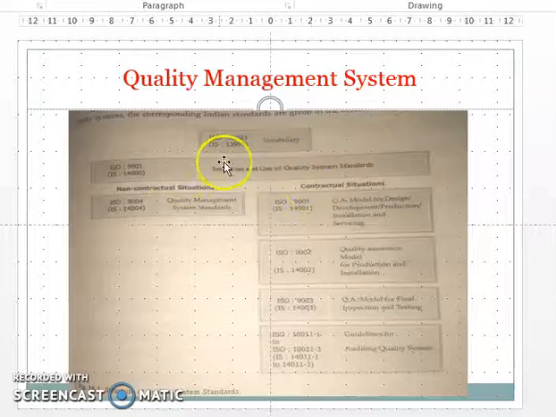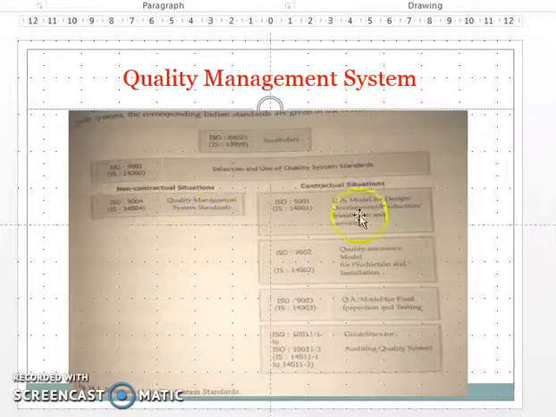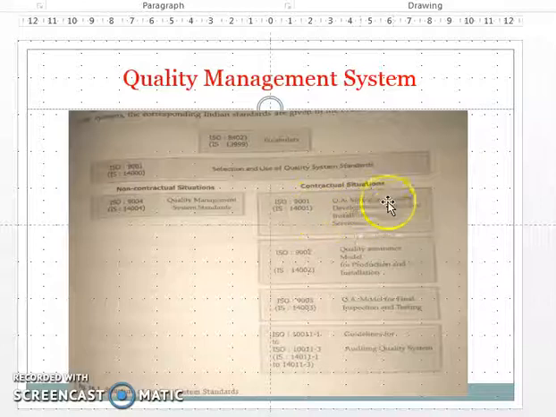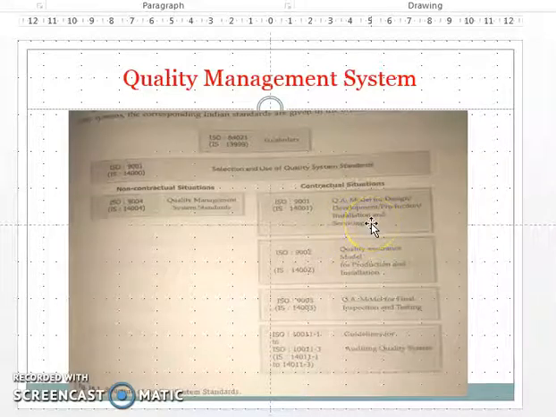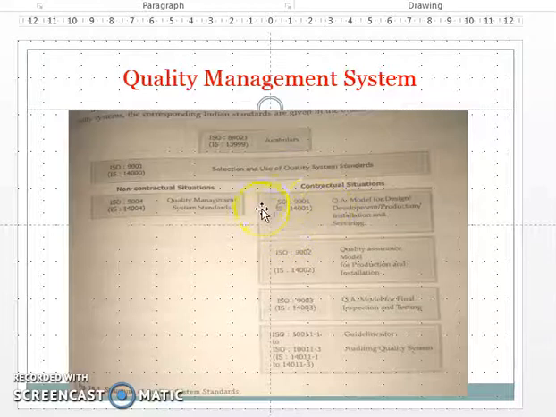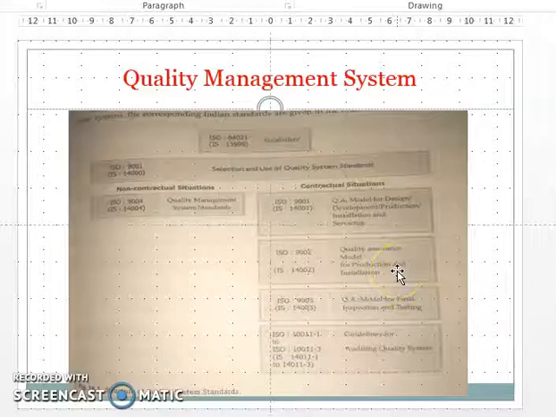And again it is divided into two parts: non-contractual situation and contractual situation. Some companies are designing, developing, producing, installing, and servicing. All activities are done by the company or the organization. At that time, they should obtain this ISO 9001 certificate. And some companies need quality assurance only for the manufacturing, production or installation stage.